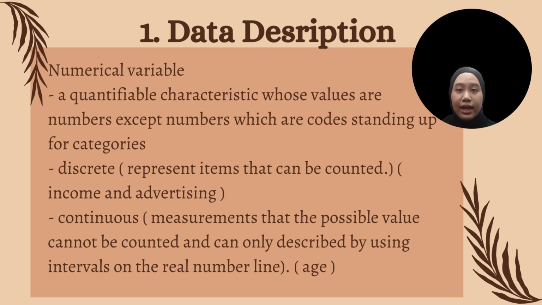Discrete data represent items that can be counted. The characteristic for income and advertising is discrete data. Meanwhile, the characteristic for age is continuous data. Continuous data represent measurements that can take any possible value, cannot be counted, and can only be described by using intervals on the real number line.